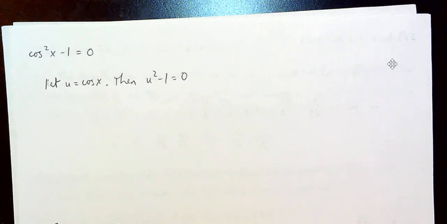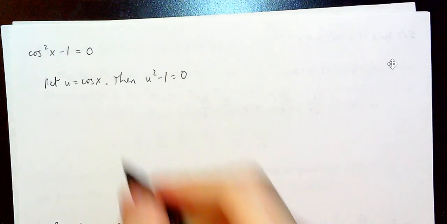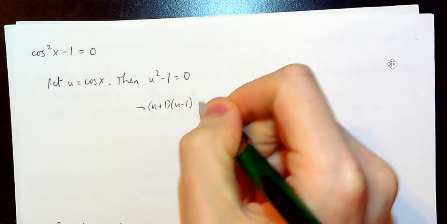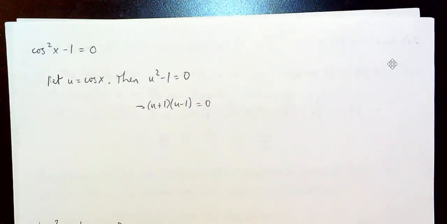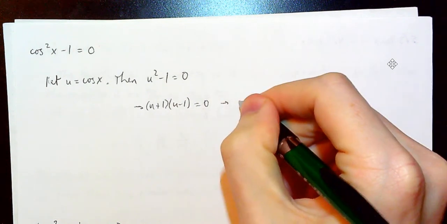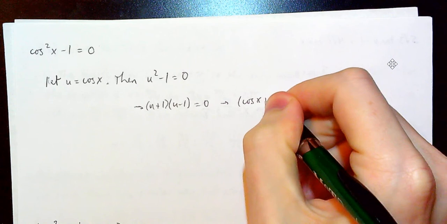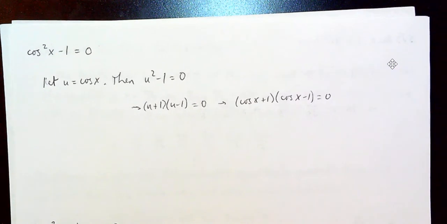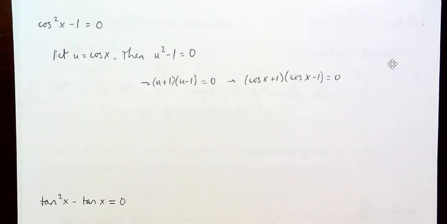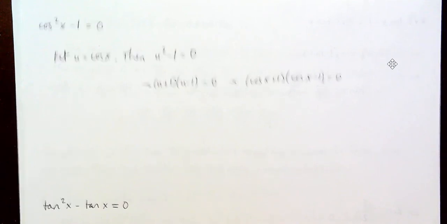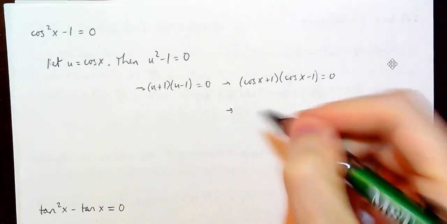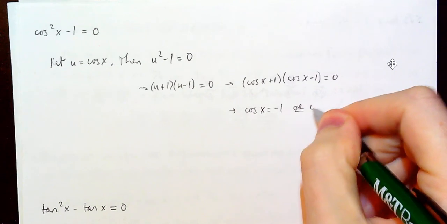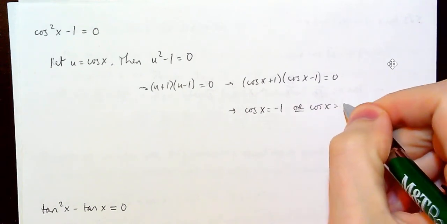This is now more clearly a difference of 2 perfect squares. Really straightforward to factor this. U plus 1 times u minus 1 equals 0. And then substitute back in. So I get cosine x plus 1 times cosine x minus 1 equals 0. And now set each of these factors equal to 0 on their own, and solve for the trig function. So we're going to get cosine x equals -1, or cosine x equals positive 1.